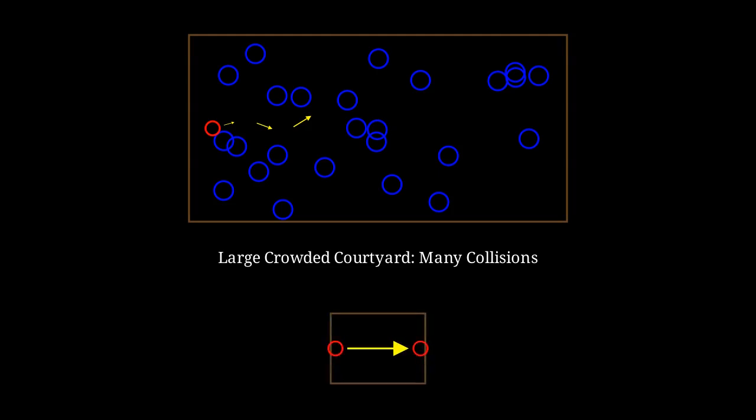Now imagine the courtyard shrinks to just a tiny area, maybe 2 meters across. Even though there might be people around, the space is so small that you can sprint straight across without bumping into anyone. This is ballistic transport.